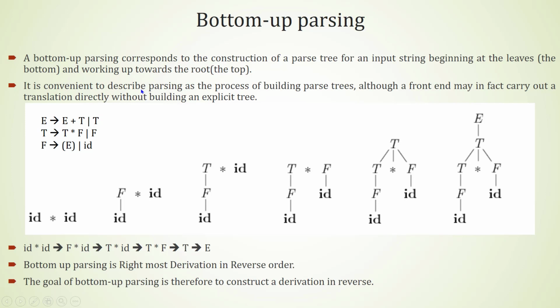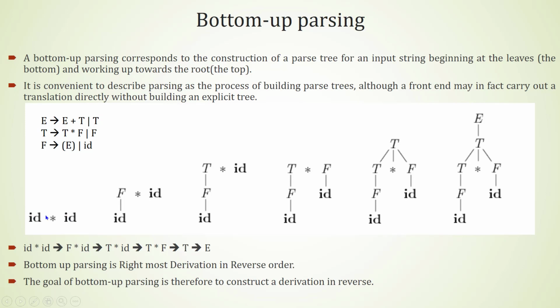It is convenient to describe parsing as the process of building parse trees, although a front-end may in fact carry out a translation directly without building an explicit tree. So here's an example for bottom-up parsing. Here's the grammar. This grammar is already familiar to you. I'm trying to generate the bottom-up parse tree for the string id star id.